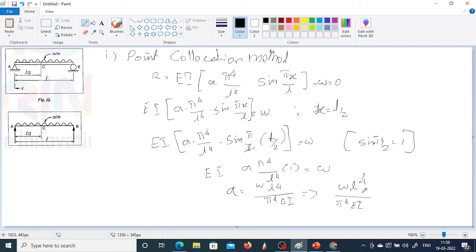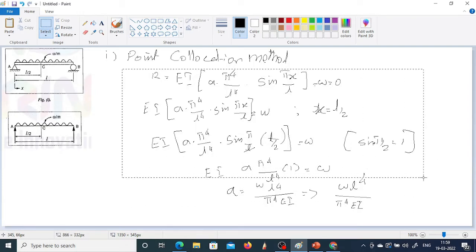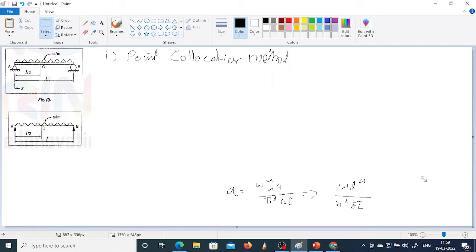Now, what is the next step in the point collocation method? I found the A value. Now I can substitute this value into our trial function. What is our trial function? Yes, we can see our trial function is y.